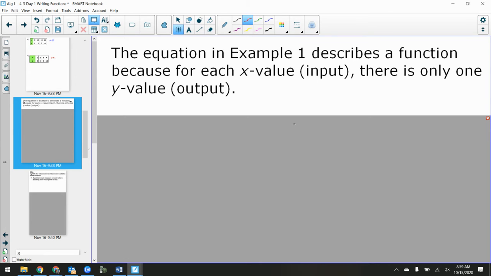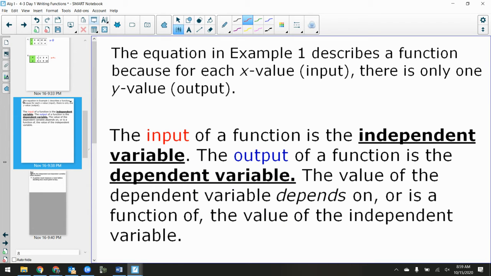And the equation in example 1 describes a function because for each x value input, there is one and only one output. Now, the input of the function is called the independent variable. The output of the function is called the dependent variable. Remember, the independent variable is what you plug in. The output is what you get out. So, for example, in those equations, my input was x, my independent variable was x, my dependent variable was y. That's what I was generating with those functions, right?